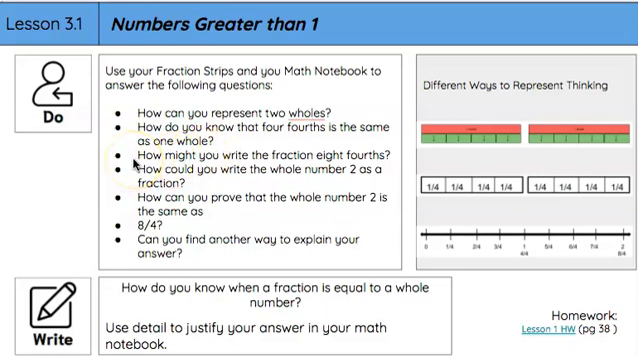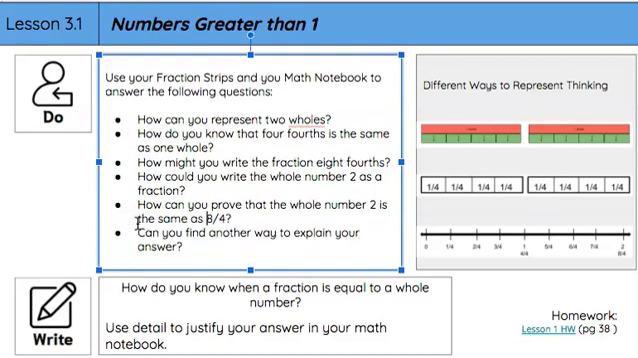How might you write the fraction 8 fourths? 8 over 4. How could you write the whole number 2 as a fraction? So our whole number 2, 2 wholes, what would that look like as a fraction? How can you prove that the whole number 2 is the same as 8 over 4? Again, you can use fraction strips, or you can just draw out using a bar model or draw out using a number line. And then finally, can you find another way to explain your answer?